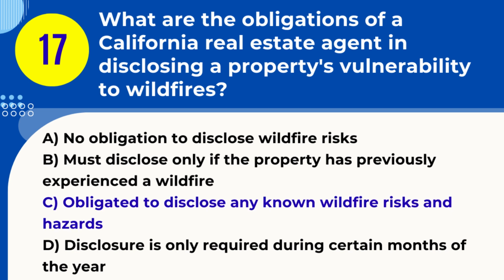Answer: C. Obligated to disclose any known wildfire risks and hazards. Explanation: in California, real estate agents have an obligation to disclose any known vulnerabilities or risks related to wildfires. This includes the property's history and location in relation to known wildfire hazard areas.